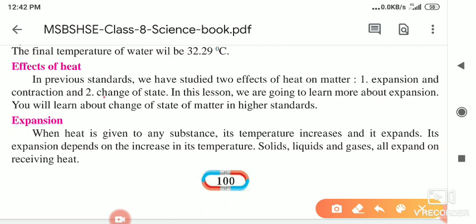And the second point is the change in state. When we provide heat to the object, its state changes, means solid becomes liquid, liquid becomes gas. Otherwise, if we take out the heat, the gas becomes liquid again, and those processes are called boiling, evaporation, condensation. These processes we have already studied in the previous classes. In this lesson we are going to learn more about expansion.